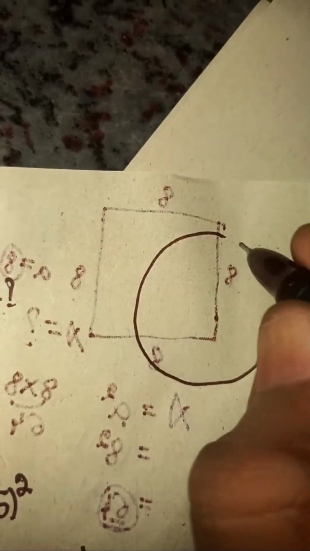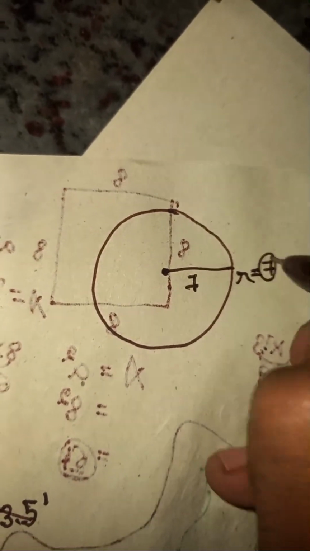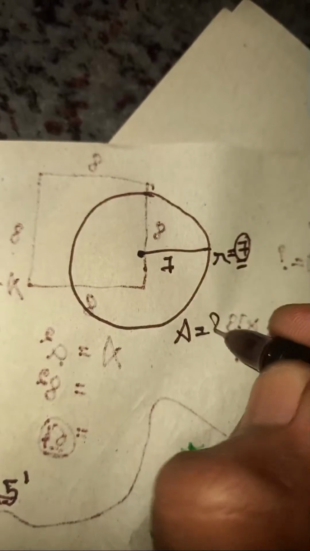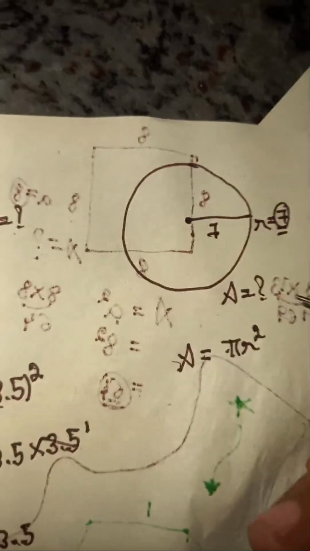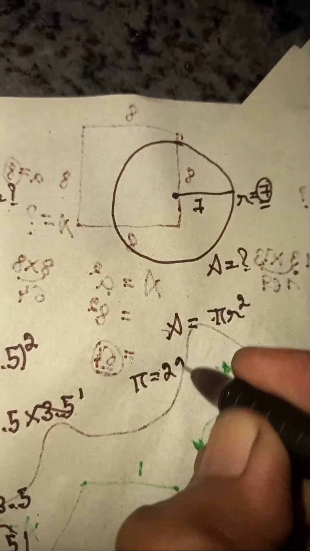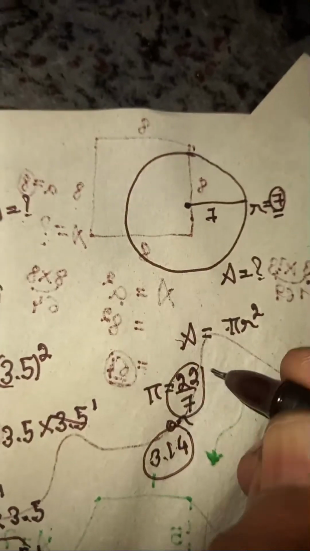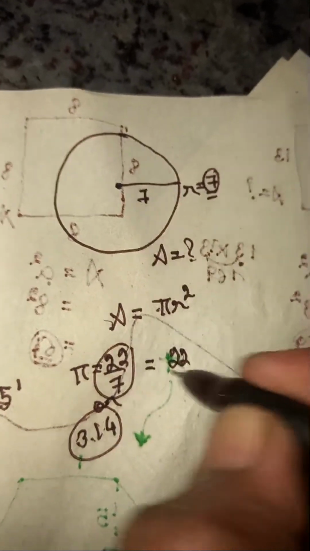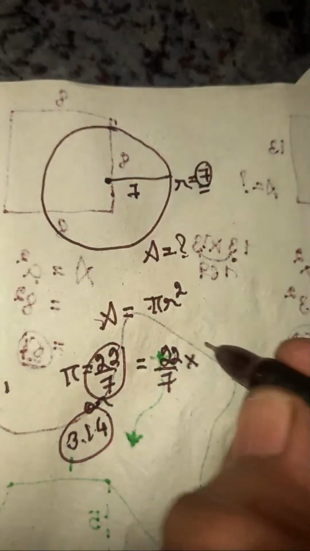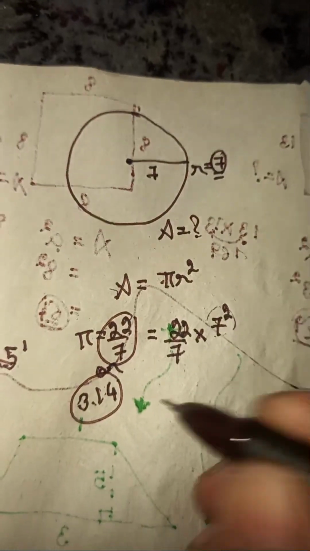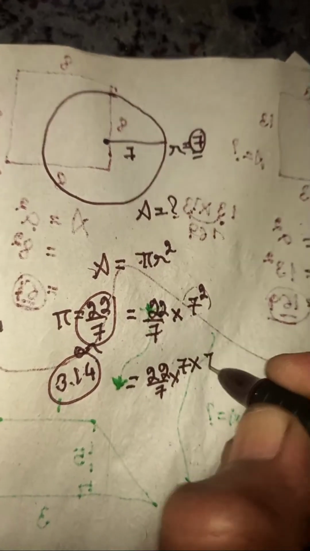Here they have given that in this circle the radius equals 7 units. When the radius equals 7 units, they are asking to find the area. Now also you can do it, that is pi r square is the area. Pi value you can take as 22 by 7 or 3.14. Let's take 22 by 7. So it's going to become 22 by 7 times r square, where the radius is 7 units. It is 7 square. 7 square you can write as 7 times 7.